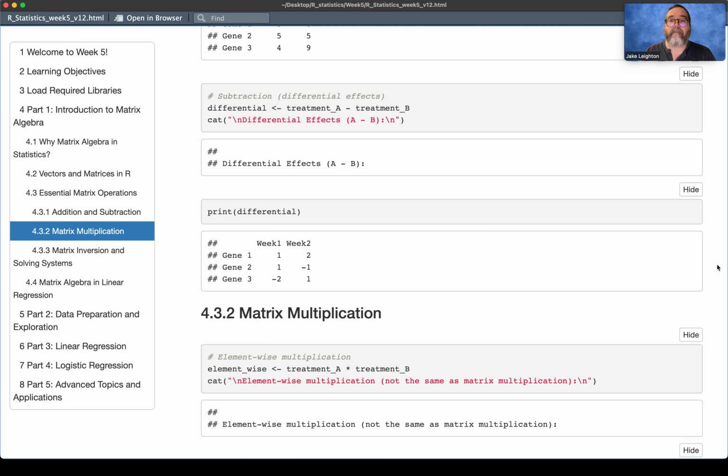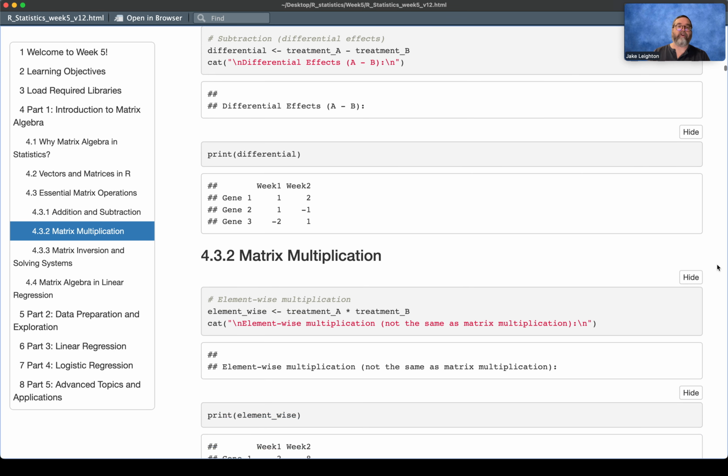Okay, well, what about multiplication? Multiplication, much more important. Well, first we have element-wise multiplication.